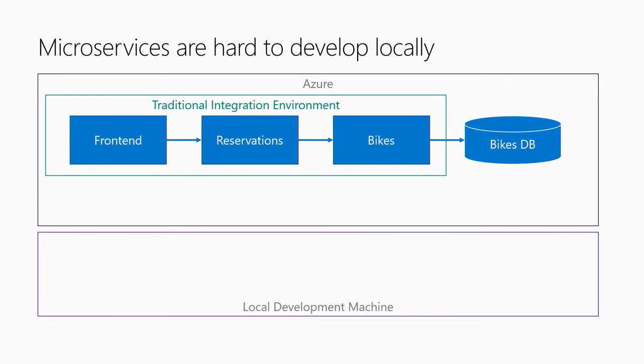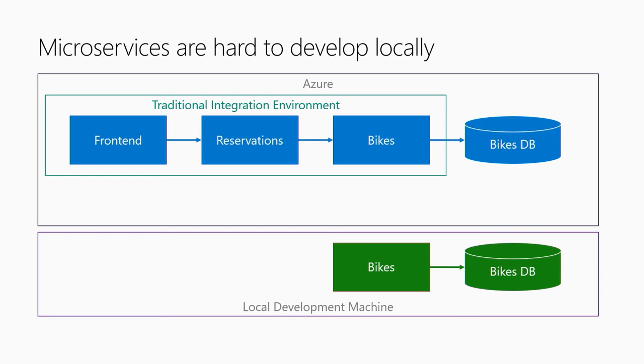So one way that I would go about it is, I've got my dev machine. I'm working on reservations, let's say. Well, before I can run reservations, I'm going to set up bikes, right? That's one of my dependencies at least. Bikes has its own data store, so I've got to set that up. Maybe it's Mongo, SQL, whatever.